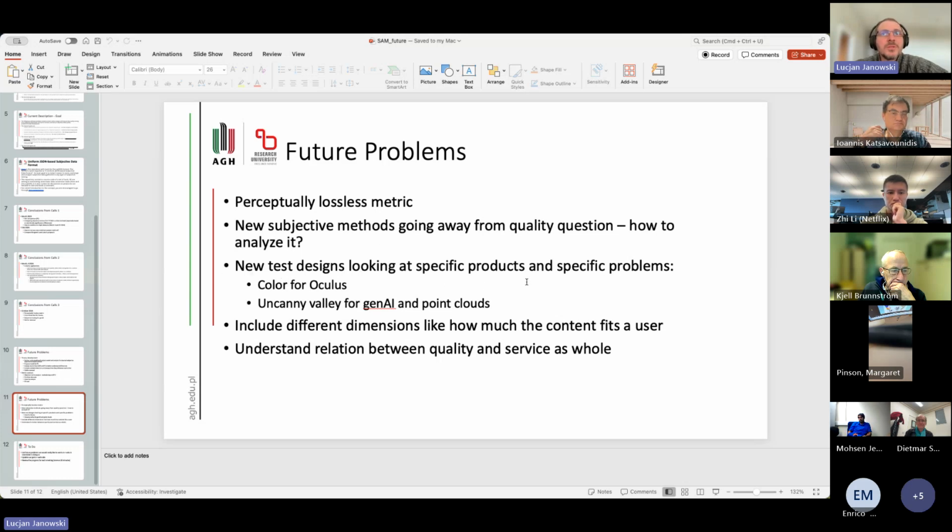New testing, looking at specific products and including different dimensions like how much the content fits a user, understanding the relation between quality and service as a whole. Here I've got an interesting impact. Actually, I would love to discuss it with you, Yanis, but as you don't have time, then let's move it to the next SAM session. Because after our last SAM session, I've got very interesting insight from a person working on psychology and how the brain works, about whether quality is important or not.